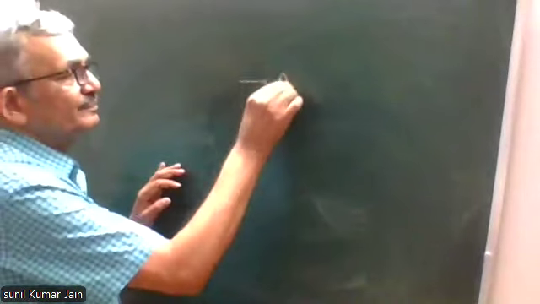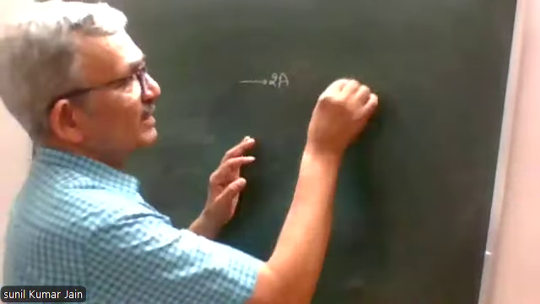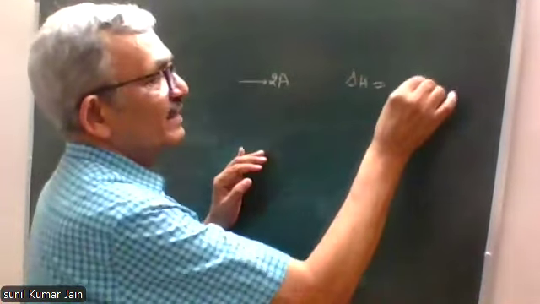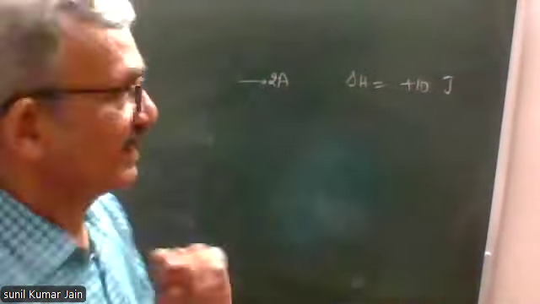Coming to delta H mixing. When AA attraction is broken, let us say 10 joules of energy has to be supplied.